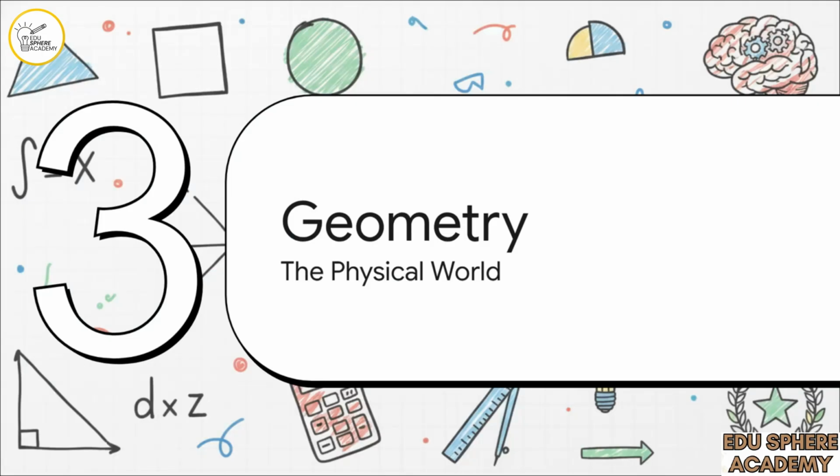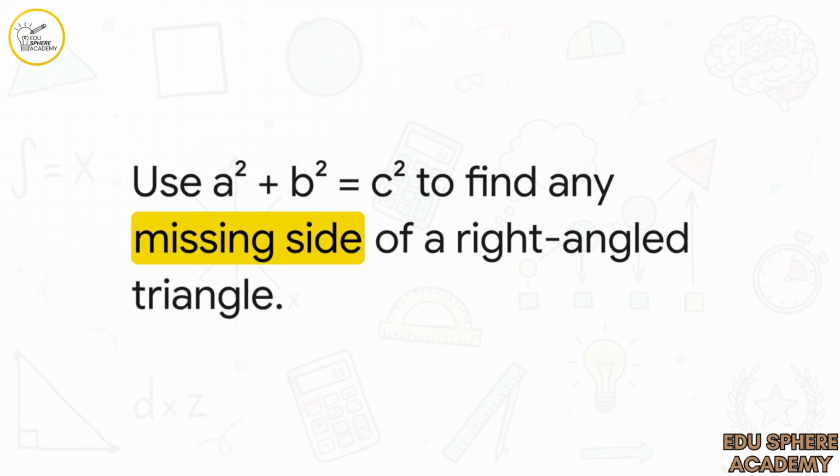Act 3, geometry, the physical world. So, keep in mind that 3D geometry is widely considered the hardest topic in the whole syllabus. But before we go 3D, we absolutely have to master the 2D basics. And Pythagoras' theorem is your absolute best friend here. a squared plus b squared equals c squared.